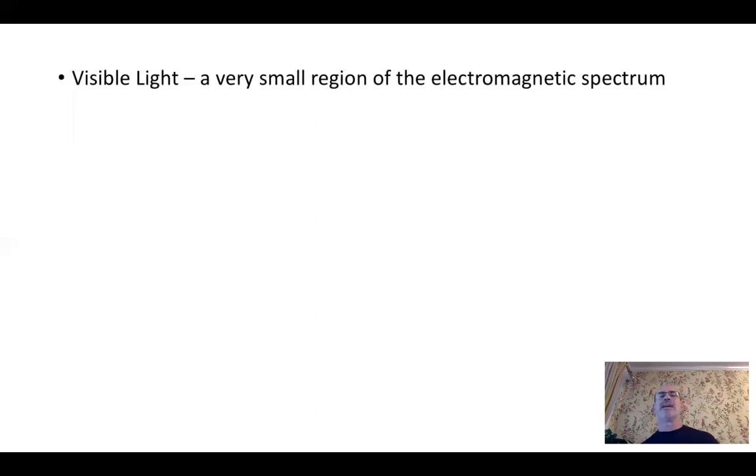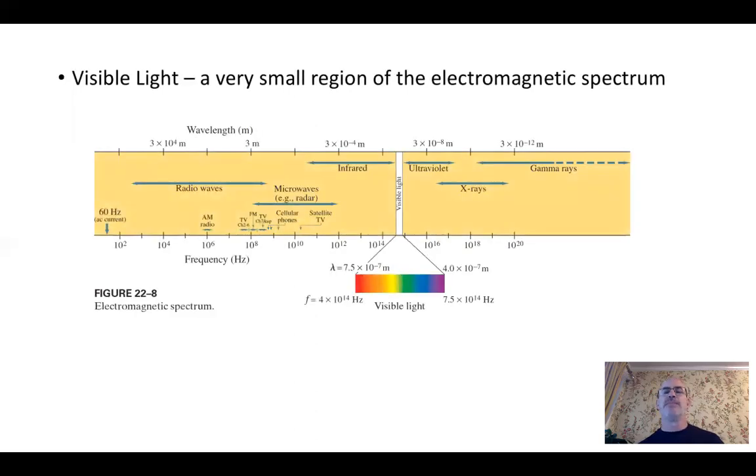Now, visible light is a very small region of the electromagnetic spectrum. I'm sure you've run across this at one point or another in your life, but you can see that the electromagnetic spectrum goes from radio waves to microwaves, infrared, visible, ultraviolet, X-rays, gamma rays.